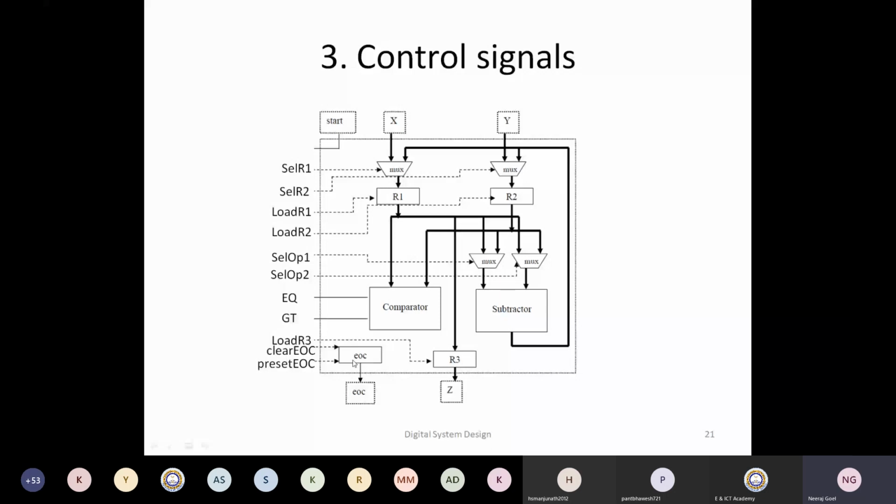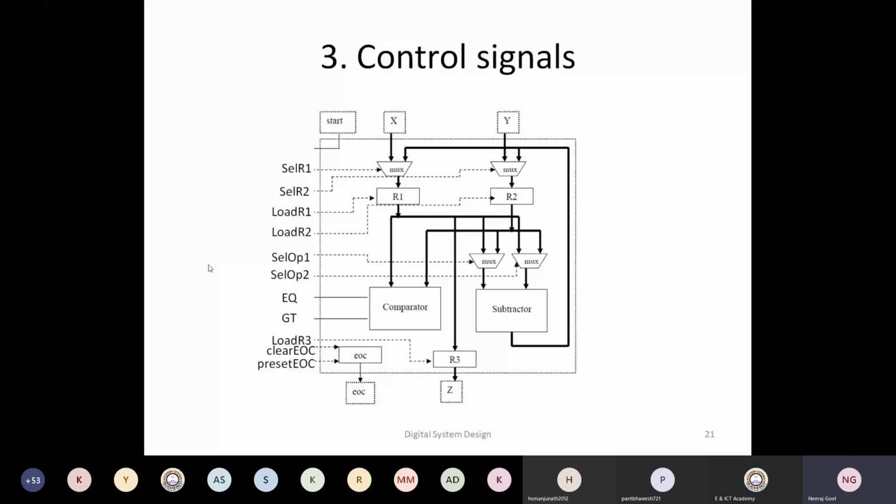One, clear EOC. That means in the starting, whenever we start, we'll make this EOC, end of computation, equal to 0, and whenever my computation is done, then we'll use this preset EOC. Okay, so all of these signals would be generated by our state machine, and this has to be consumed by the data path.